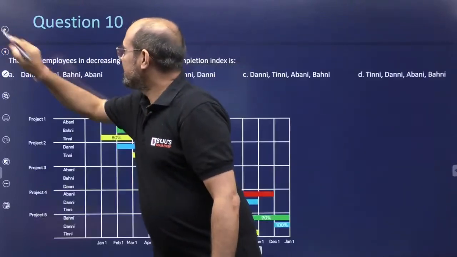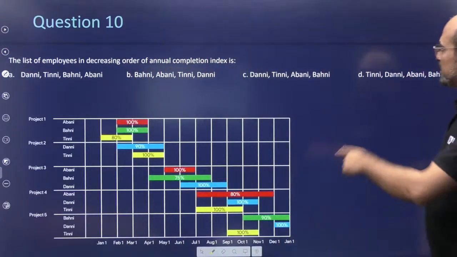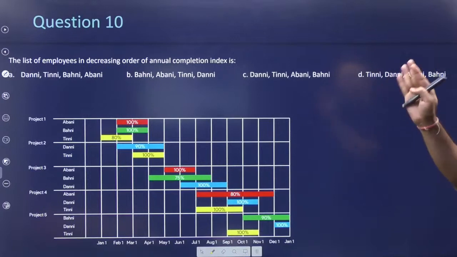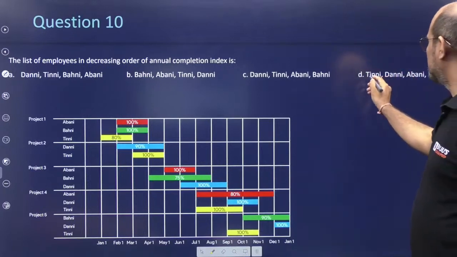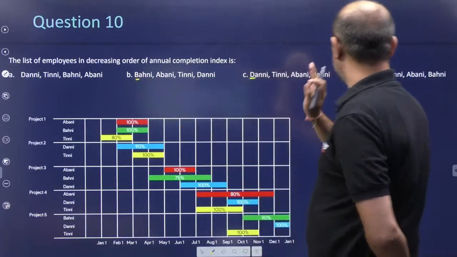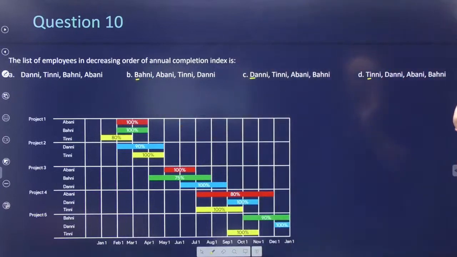So let's look at the graph now. And let's look at the options. From the options, it's going to be either T, D, B, right? सबसे ज़्यादा या तो T है या D है या B है. यही तीन में से कोई है. A तो नहीं है ना?